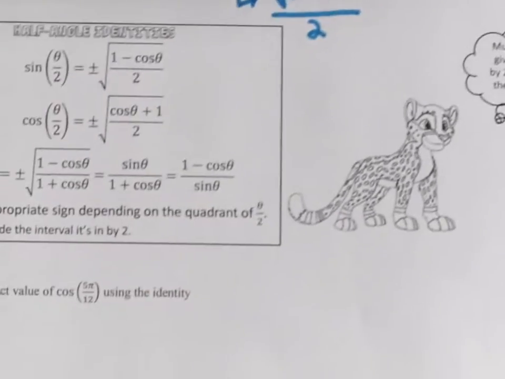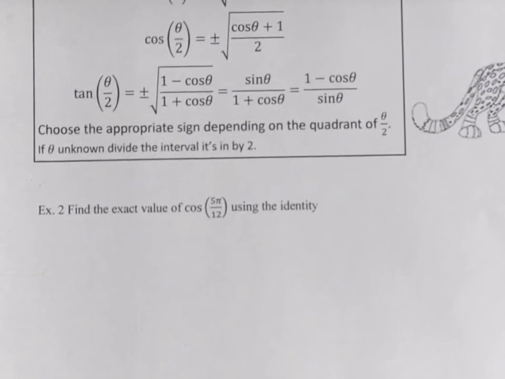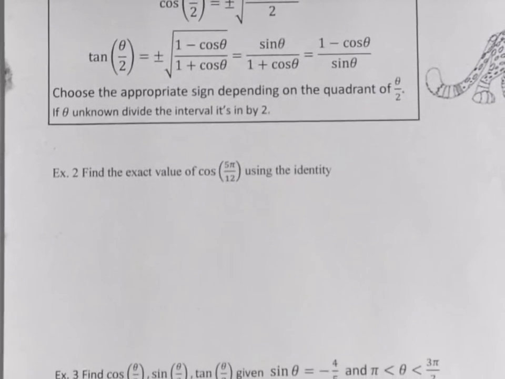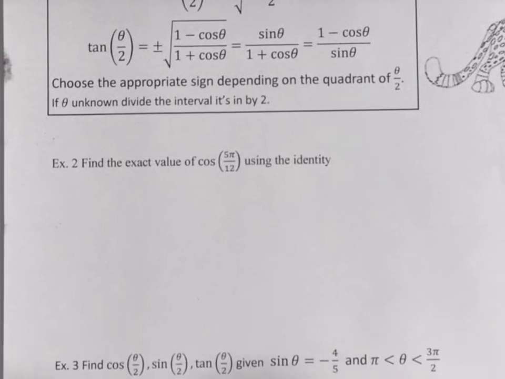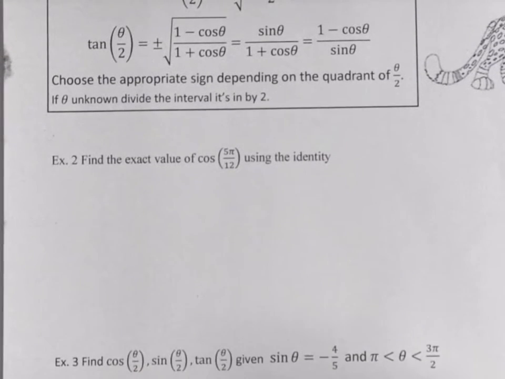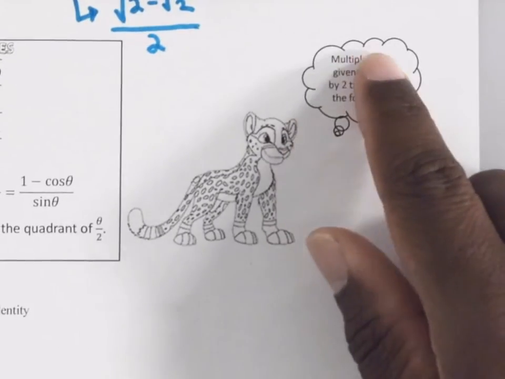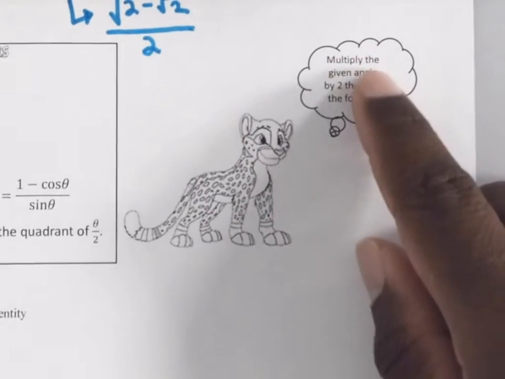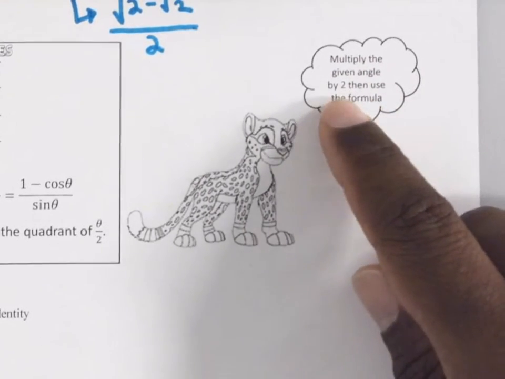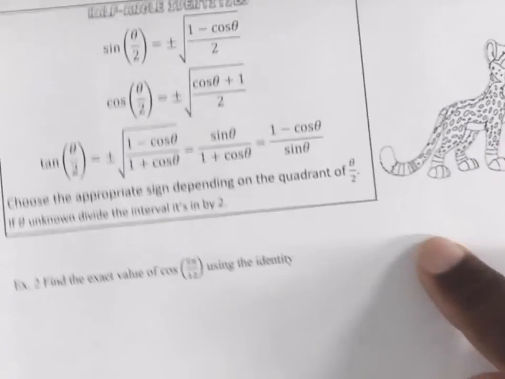Okay. Let's go to number 2, and let's do one that has a radical. All right. So my thinking would be, is 5 pi over 12 on my unit circle? No. It's not, but I gotta find an exact value. The only way I can do that is if I use some kind of formula. Right? When you're given an angle that's not on the unit circle and you're doing the half angle formula, you multiply the given angle by 2. Then that lets you use the formula.